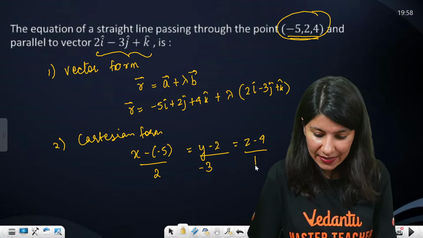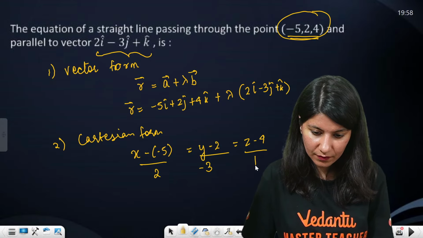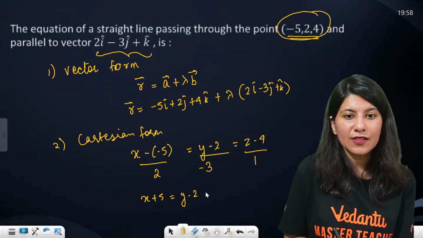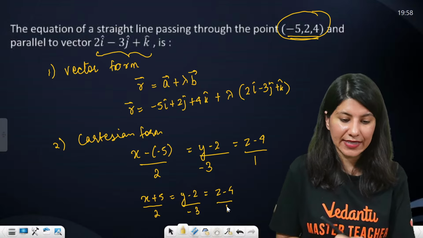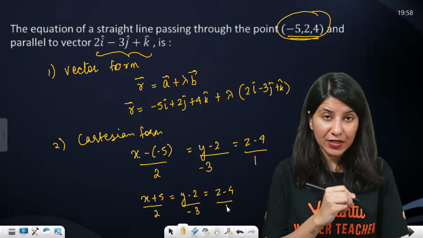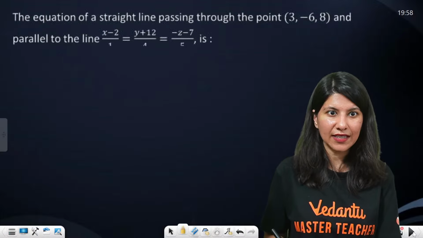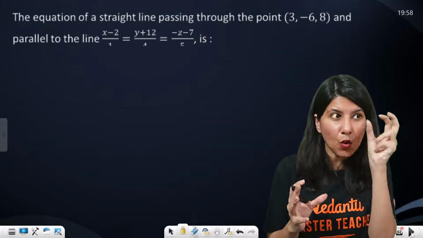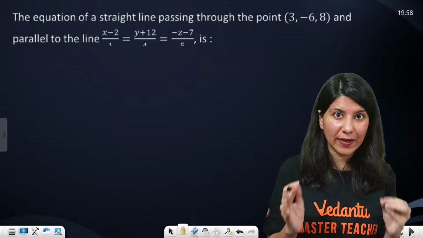Are you getting it? Yes? Okay. So your answer will be x plus 5, y minus 2, z minus 4 upon 2, minus 3 and 1. Is that clear to you guys? Are we good? Shall I move on to the next problem? Okay, easy peasy. I just want to make sure that you understand what exactly the straight line represents in 3D geometry. Okay, so this is it.